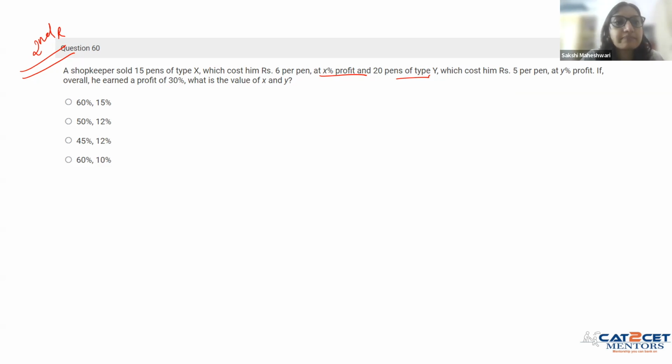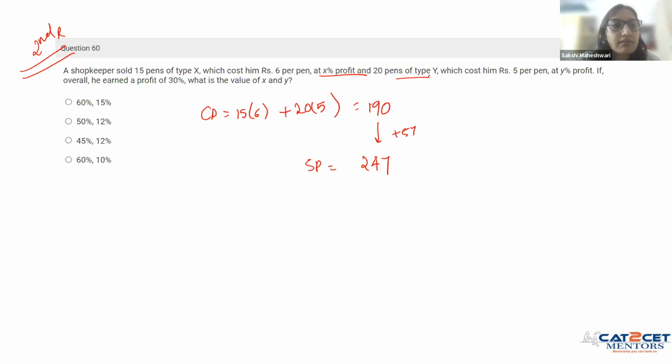So for this question, 15 of type X, which cost him rupees 6 per pen, and so the cost price is 15 times 6, which is 90, plus 20 into 5, that is 180. And a profit of 30% means 90, so plus 57. So the selling price will be 247. Now, what you need to do is, if overall he earned a profit of 30%, what is the value of X and Y? What you can do is just put these values in.